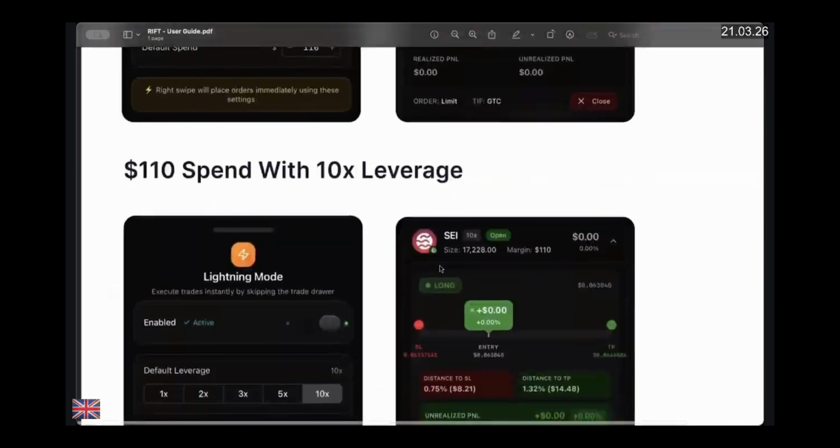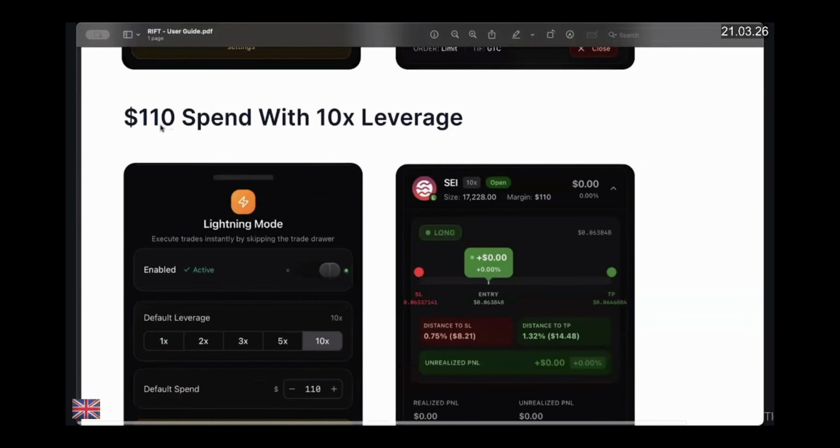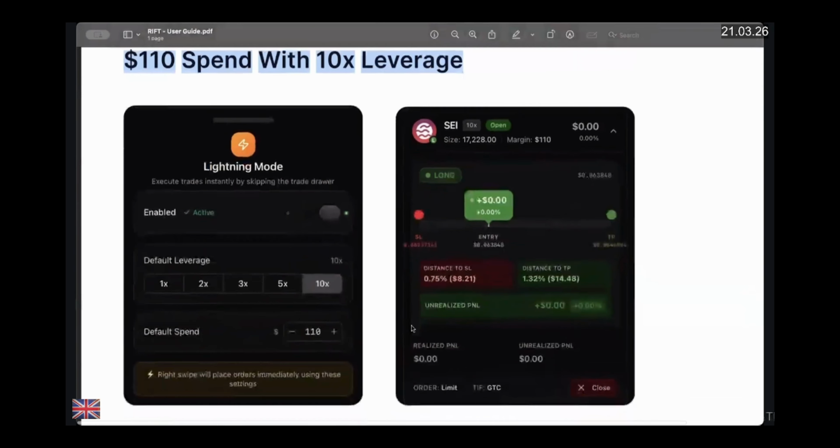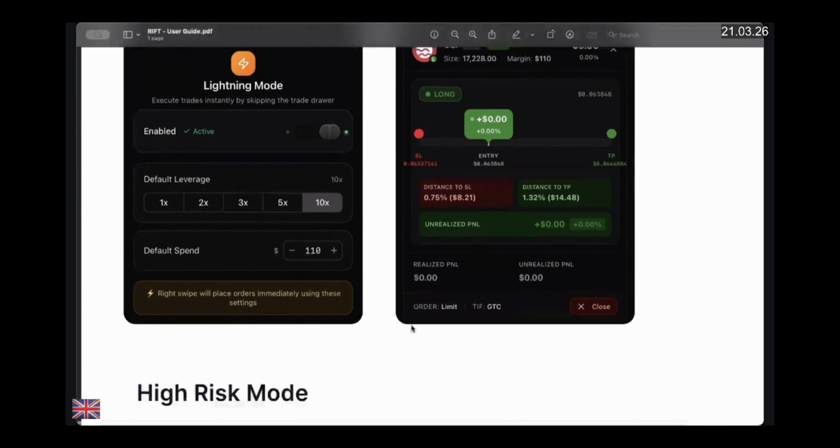And the same kind of scenario happens when 10x leverage is set with $110 spend. The distance to stop loss and distance to take profit increases with the ticket size in profit as well, ticket size of stop loss as well. So this is a very cool way to set your lightning mode and customize it according to your risk appetite and start trading instantly in small, medium, or big ticket sizes, and manage these trades with the intelligence layer that brings you these opportunities.